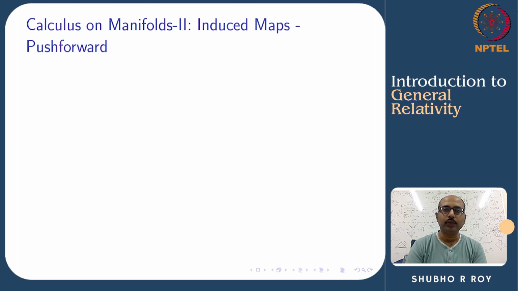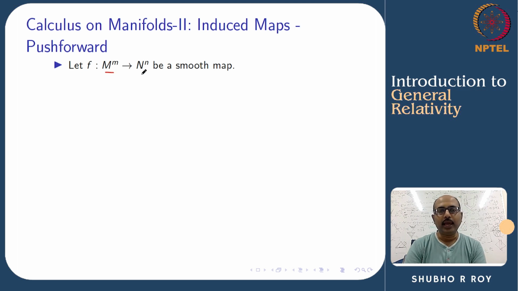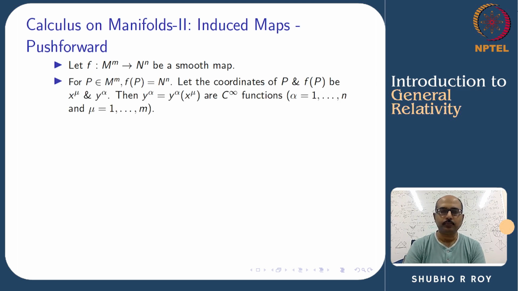All right, let's start with the notion of induced maps. We need to start with a smooth map between two manifolds. Again, we have an m-dimensional manifold, big M, and an n-dimensional manifold, big N. And F is a smooth map between the two. So under this map, a point P, which lies in M, gets mapped to its image, F of P, which is in N. And let me draw this for convenience.